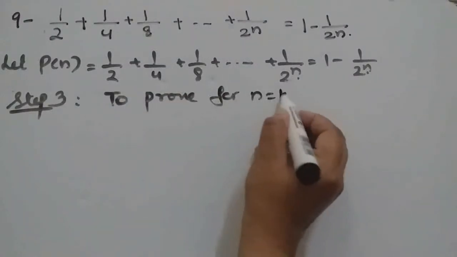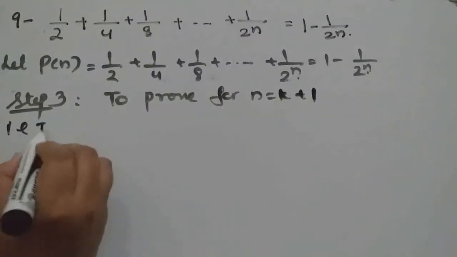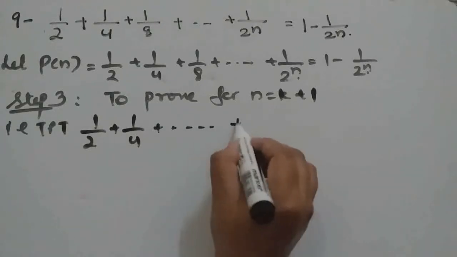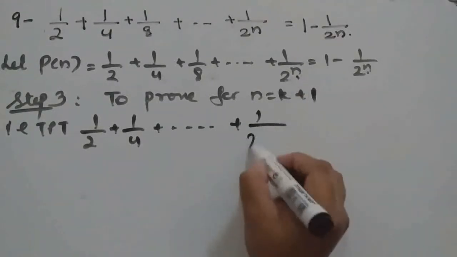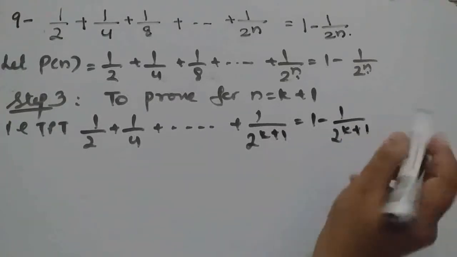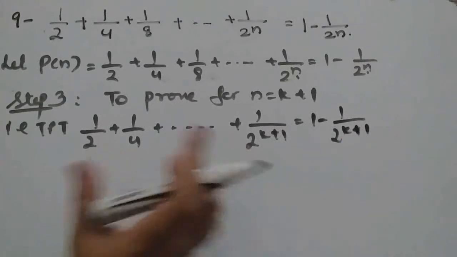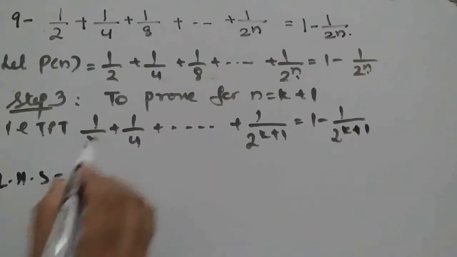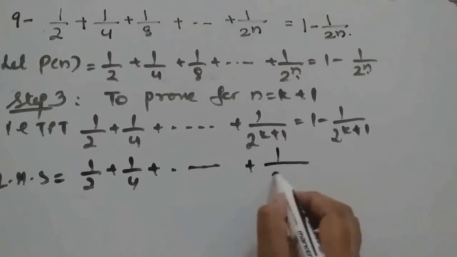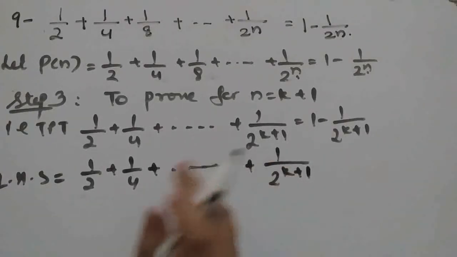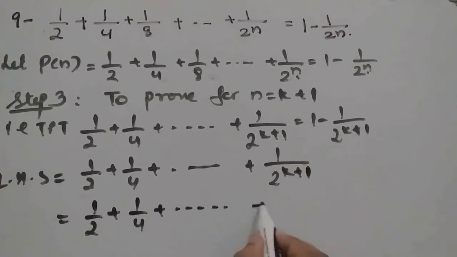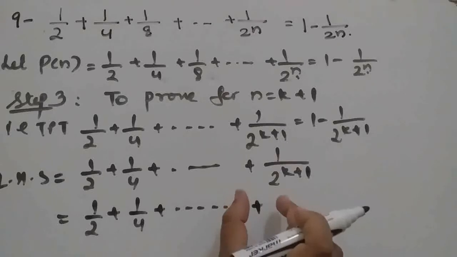Step 3 is to prove for n equal to k plus 1. That is to prove that. What we should prove here? See, n value is now k plus 1, so 2 power k plus 1. This we should prove. So here we will consider left hand side of this expression. Okay, and one previous term we will write here. So what is the previous term? Okay, 1 less in power, isn't it?